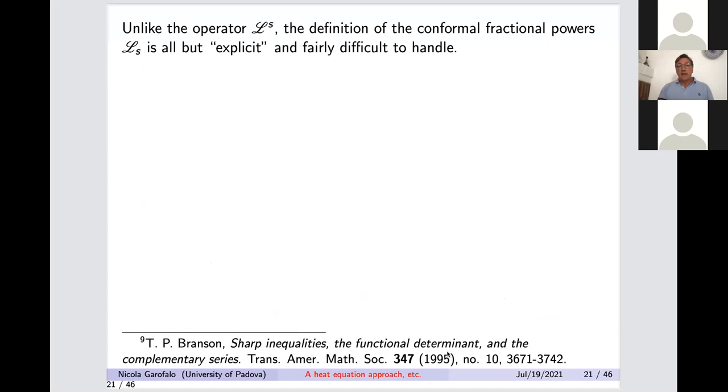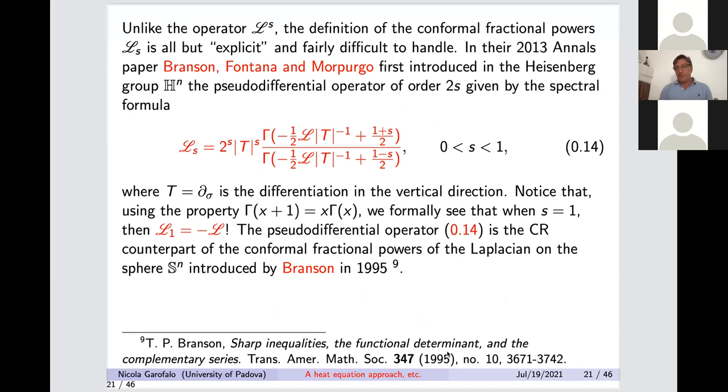So unlike the operator L upper S, the definition of the operator L lower S is all but explicit, and it's fairly difficult to handle. The first time that a definition was explicitly written was in the 2013 Annals paper by Branson, Fontana, and Morpurgo. They introduced in the Heisenberg group this pseudo-differential operator given by the spectral formula written here.